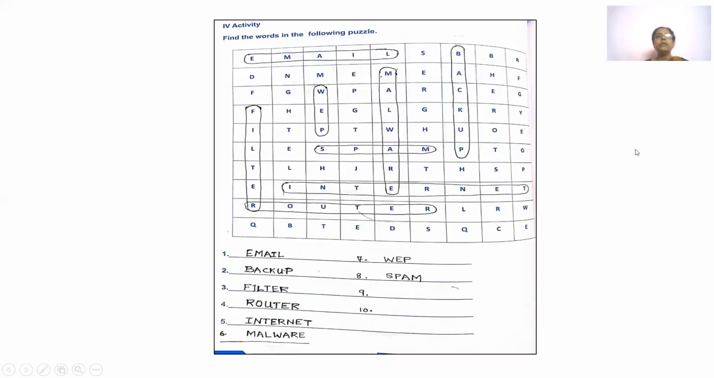This is your puzzle. I found 8. Maybe you can find 9 and 10. They have only given 5 here, but you can add all of them. You can see I found email, WEP, filter, router, internet, spam, malware, backup. Maybe many others are there. Another 2 at least you find out.